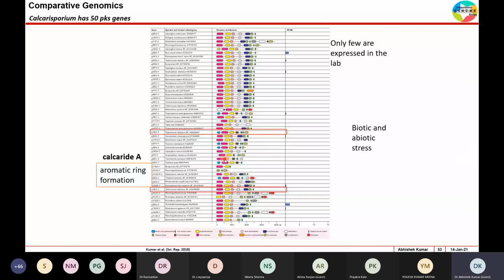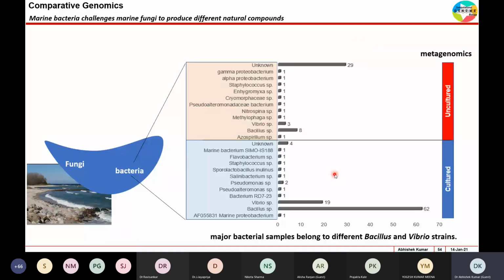So we sent our staff, in one of the cases, to the marine Baltic Sea in Kiel. And then fungi we already have, bacteria we already have. Then we started challenging bacteria with fungi. But before that, we wanted to have a composition of bacteria, which we got. So in this, we did genomics, and we found the Bacillus and Vibrio strains are very common in water in this region.